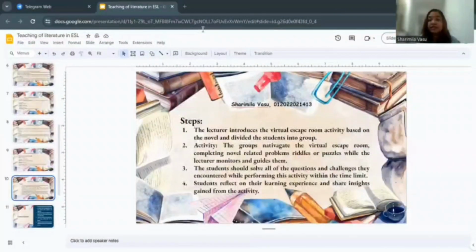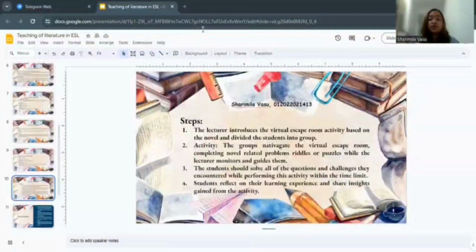After that, the lecturer provides clear instructions of the virtual escape room challenge, including how to navigate the platform, rules, time limitation, and more. Then the lecturer reviews the role of each team member and encourages students to communicate effectively using the chat or messages. So the leader of each group begins the time to continue the activity.